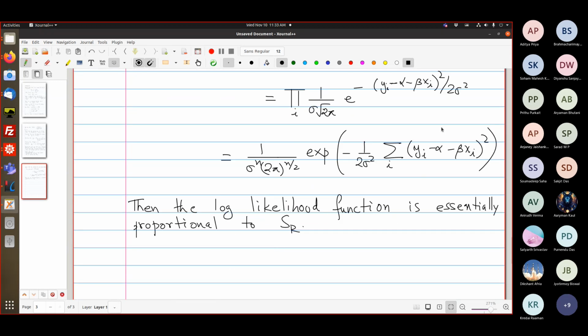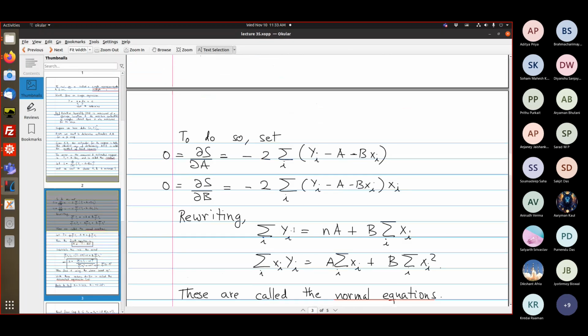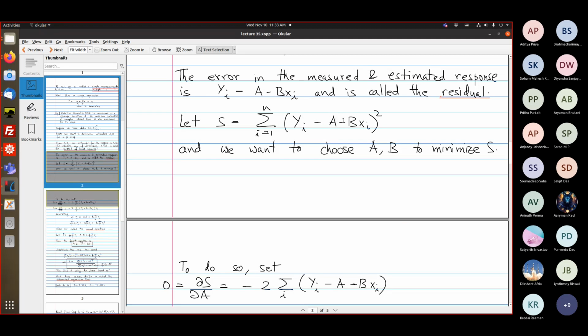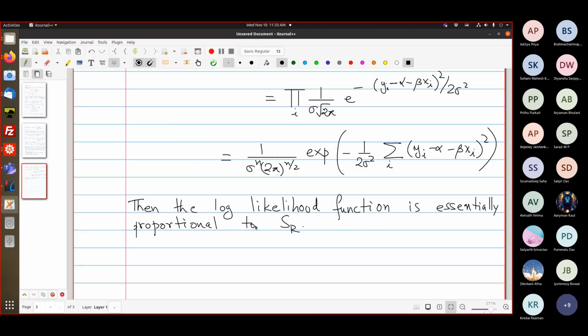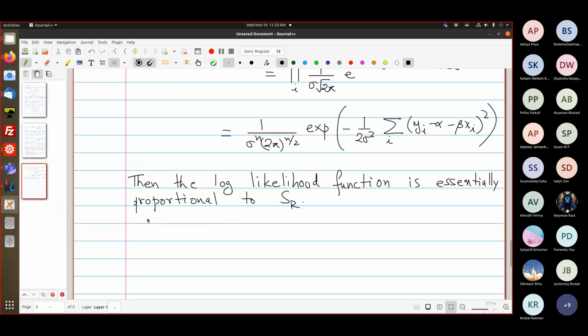What we are going to do is differentiate with respect to alpha and beta, solve these equations, and call the solutions A and B. But that's precisely what we have done earlier. We didn't call them alpha and beta, we called them A and B, and we differentiated and calculated. Therefore the maximum likelihood estimator is also the least squares estimator.